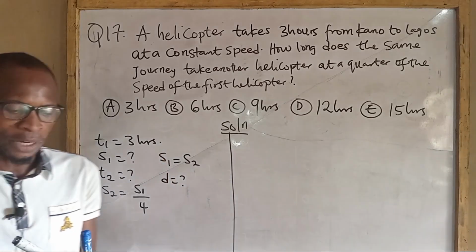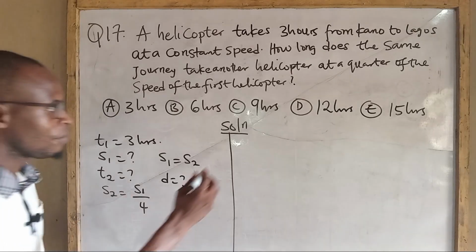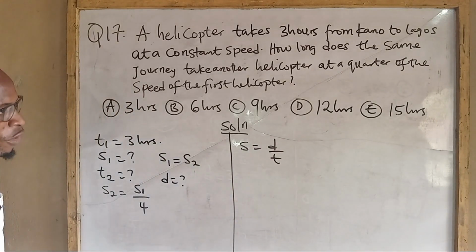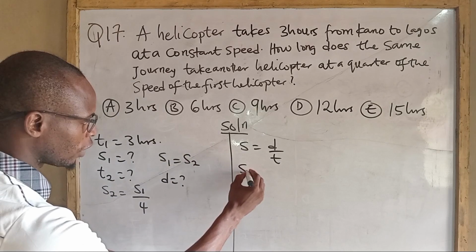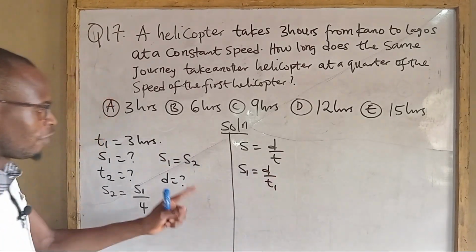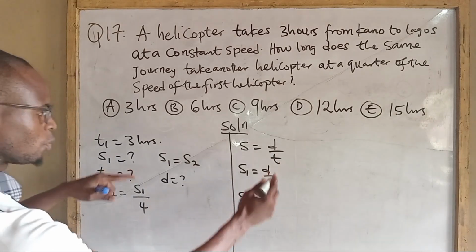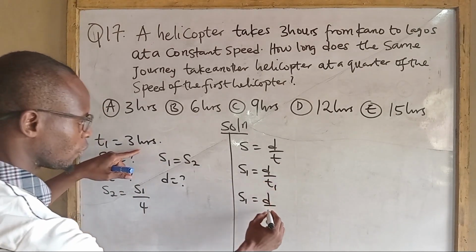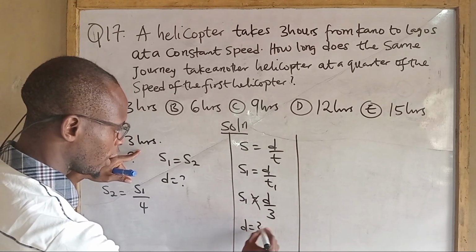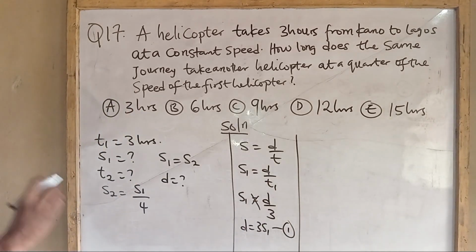So let's refresh our memory back to physics. In physics, there's a common formula that connects speed, distance, and time together. That is, speed is equal to distance over what? Time. So if I take this as my S1, it is equal to what? Distance over T1. S1 is constant, don't forget that. Then D is what? We don't know. Over the first time, which is 3. So if I cross multiply here, I'll have D equal to 3S1. I call that equation 1.